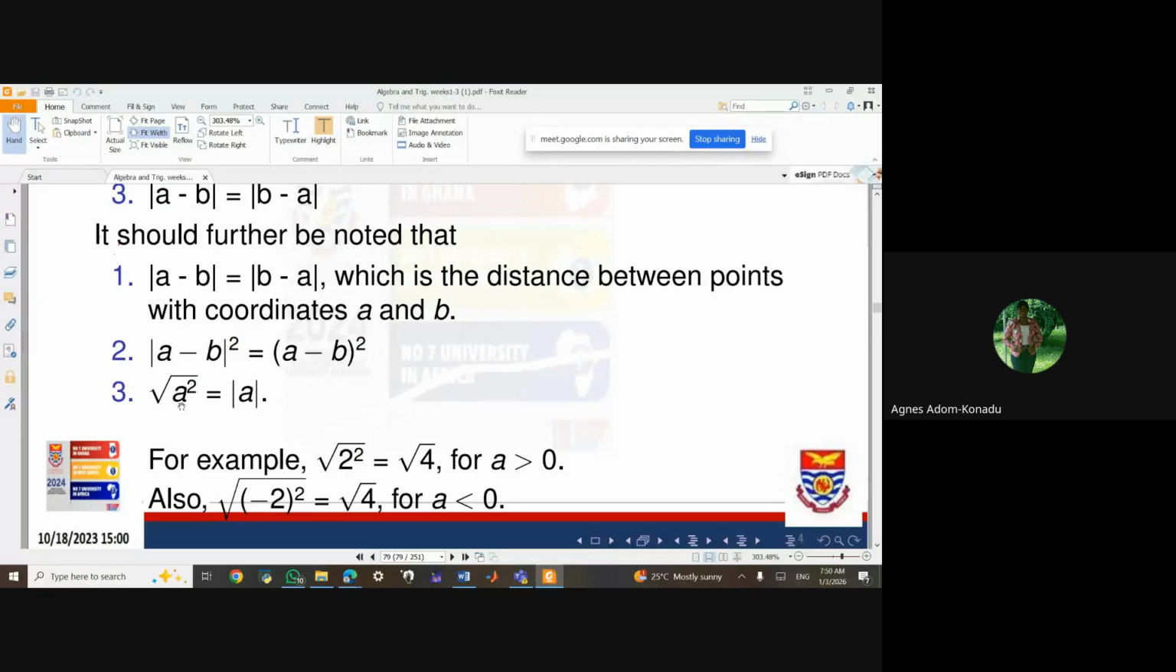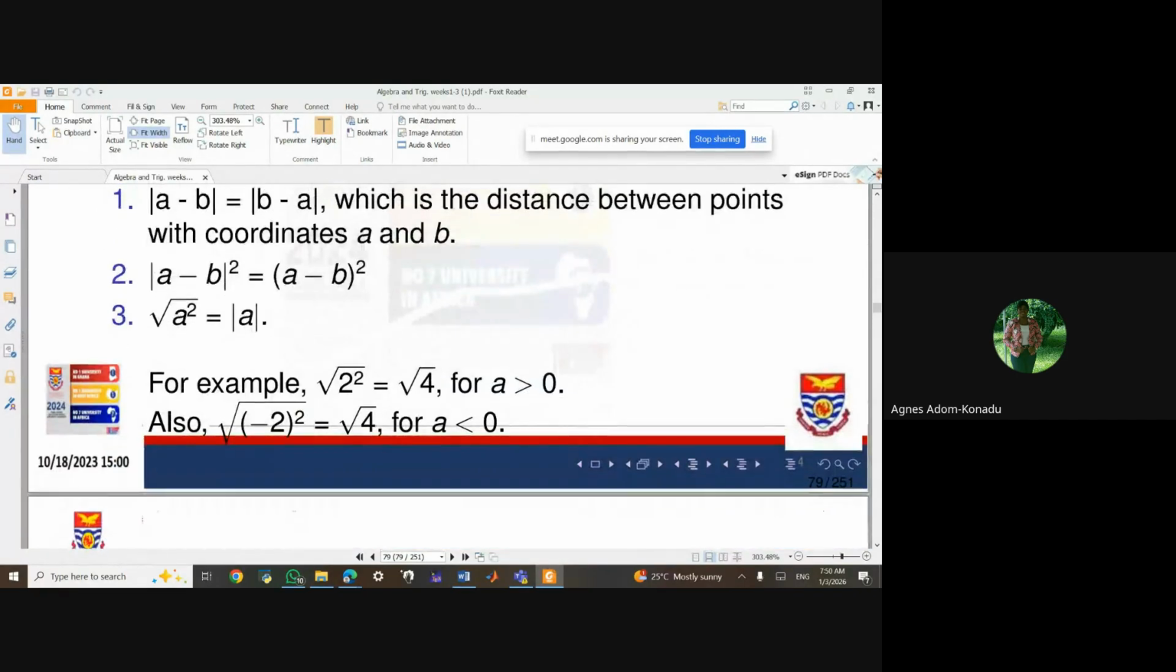Then the square root of A squared is the same as the absolute value of A. An example: the square root of 4 squared is equal to the absolute value of 4, which is the square root of 4, and you know the square root of 4 is 2. So the square root of A squared is equal to the absolute value of A. This is for A greater than 0. And then the square root of negative 2 squared is the same as the absolute value of negative 2, which is the square root of 4. That's for A less than 0, and this one will also give me 2.